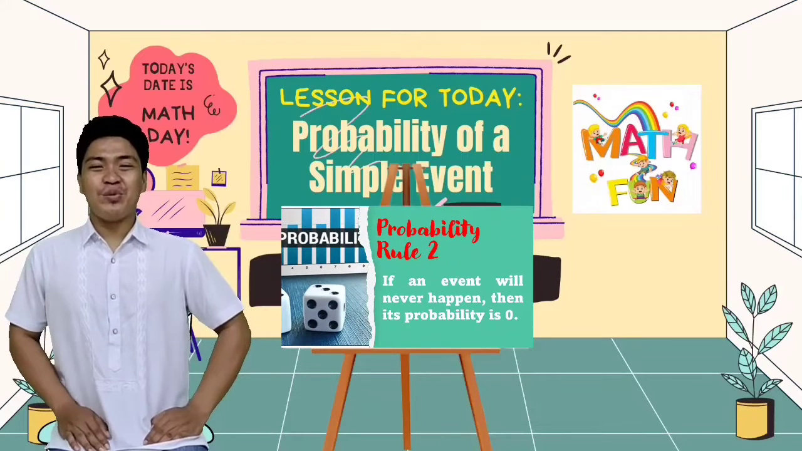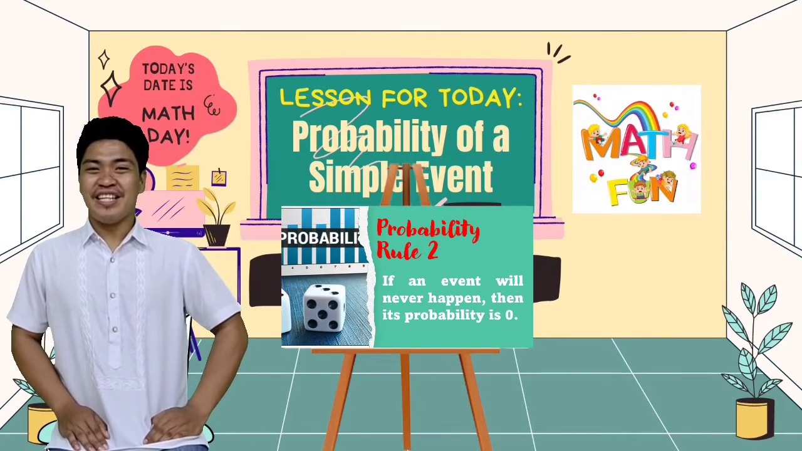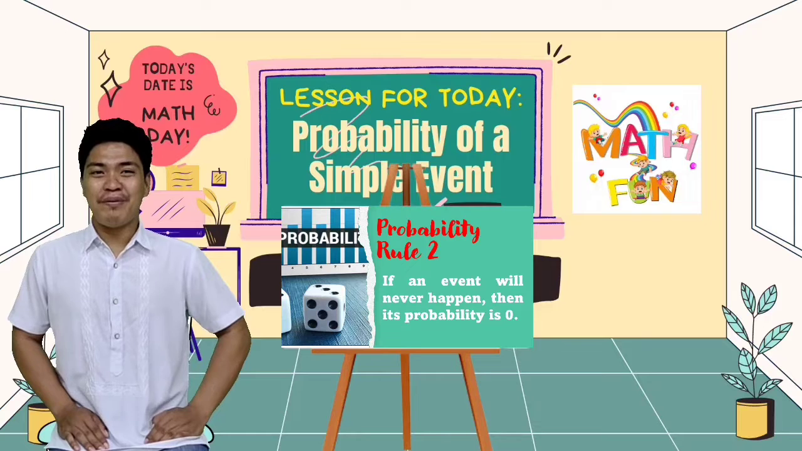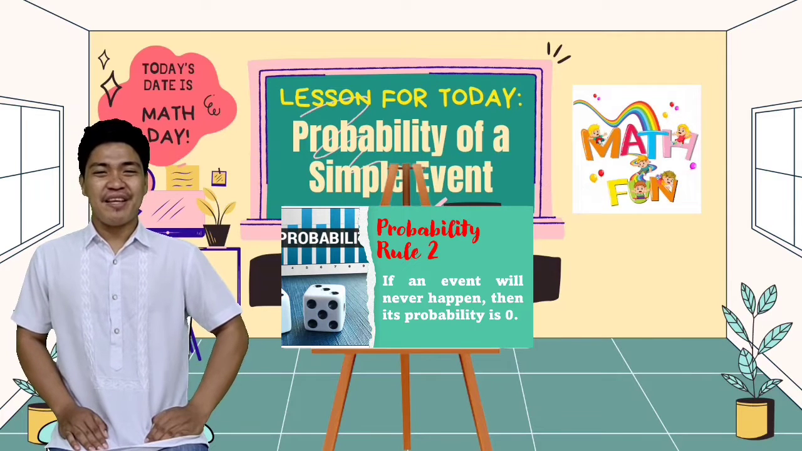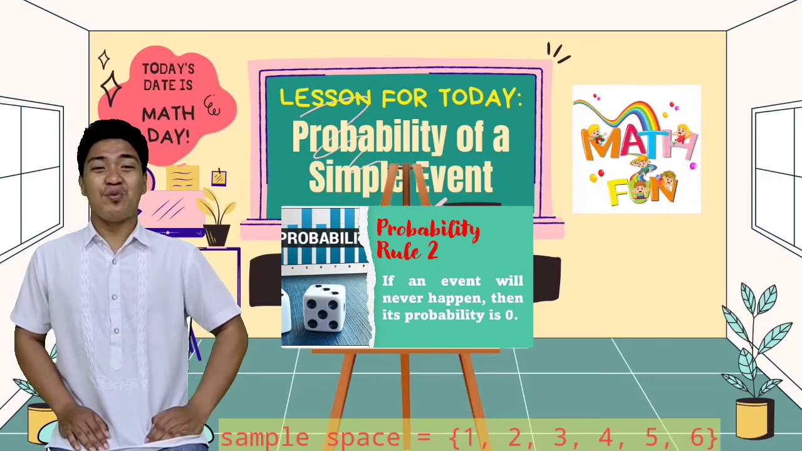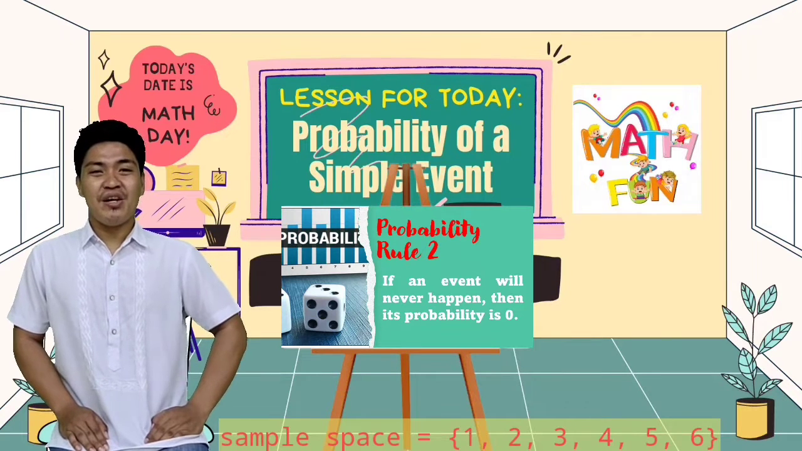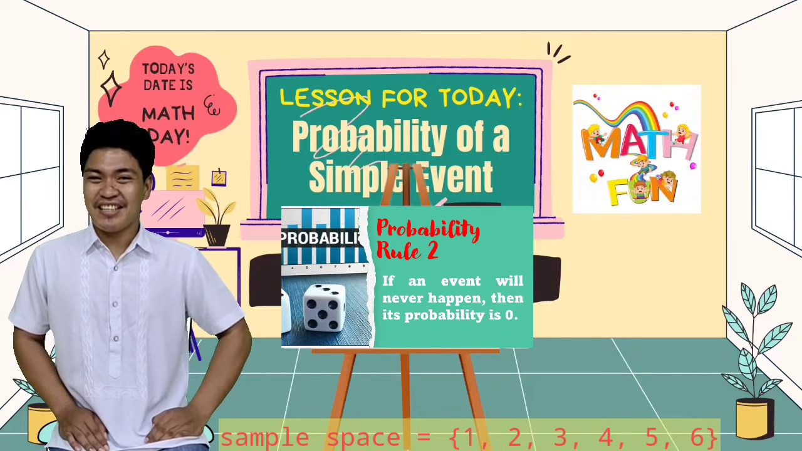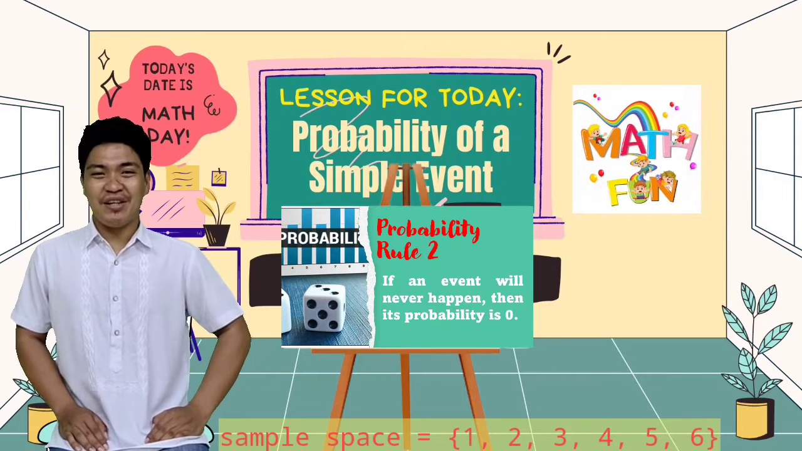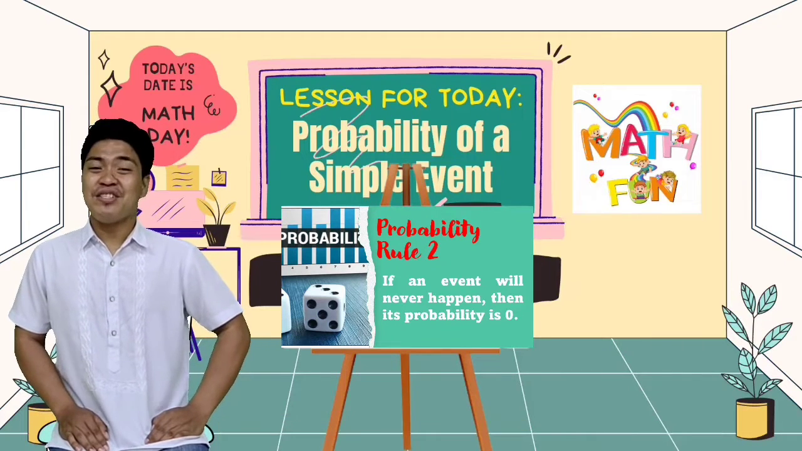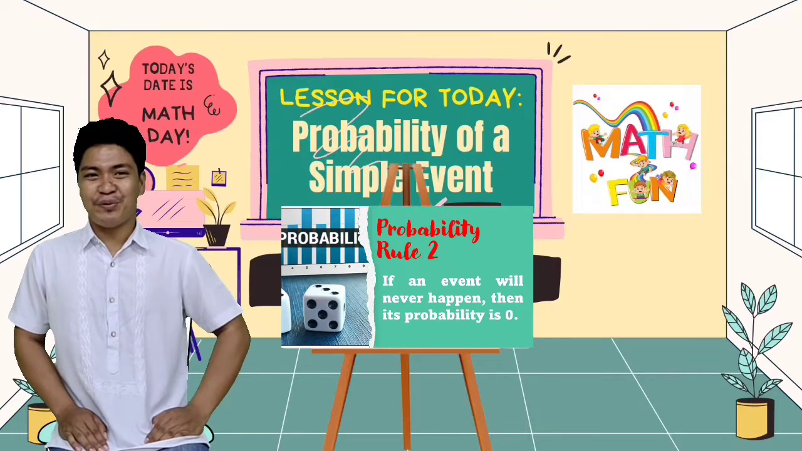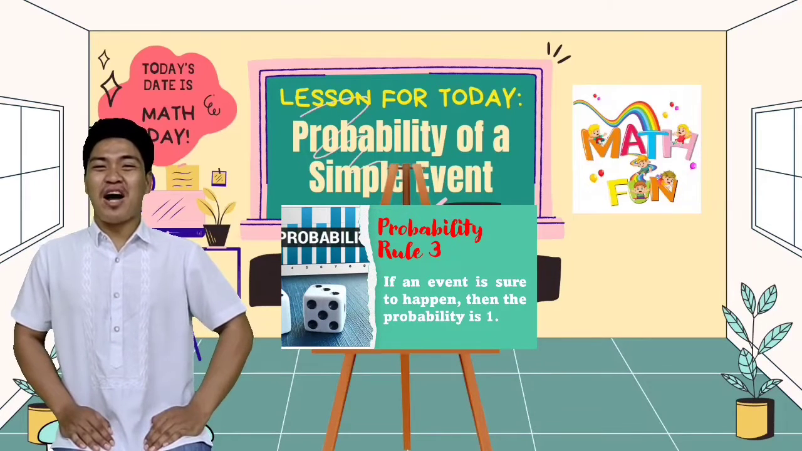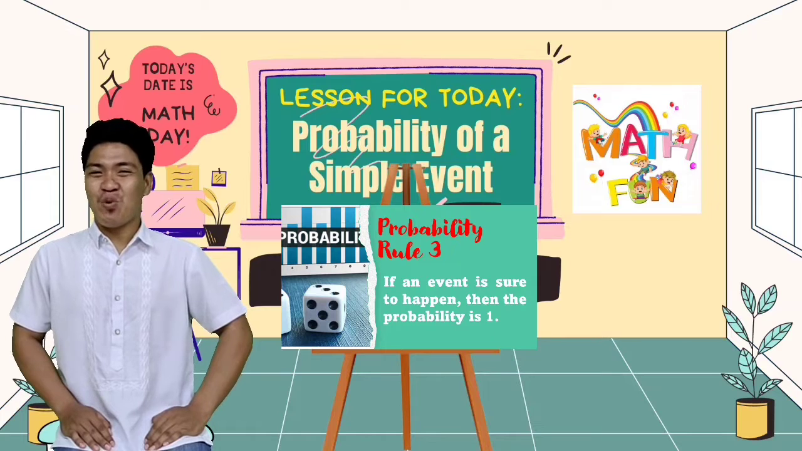Second, if an event will never happen, then its probability is 0. For example, when a single die is rolled, find the probability of getting an 8. Since the sample space consists of 1, 2, 3, 4, 5, and 6, it is impossible to get an 8. Hence, the probability of getting an 8 is equal to 0/6 or 0. Third, if an event is sure to happen, then the probability is 1.